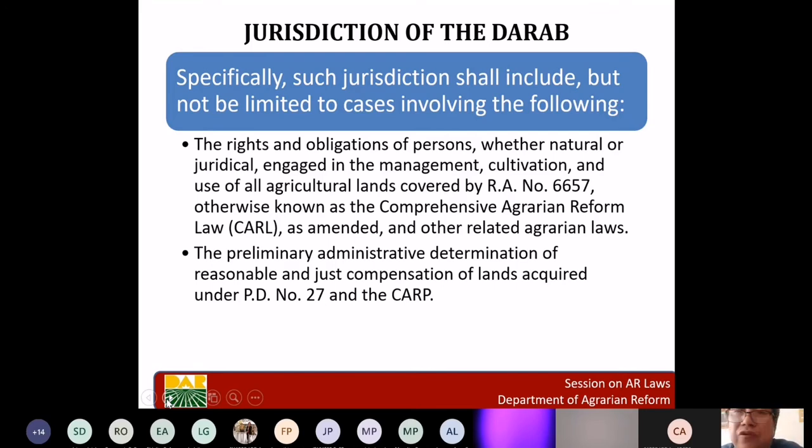So the DARAB has no jurisdiction. So we usually grant the petition and deny the claim of the respondent that the DARAB has no jurisdiction. We invoke our jurisdiction under this paragraph 1 of the DARAB rules of procedure.